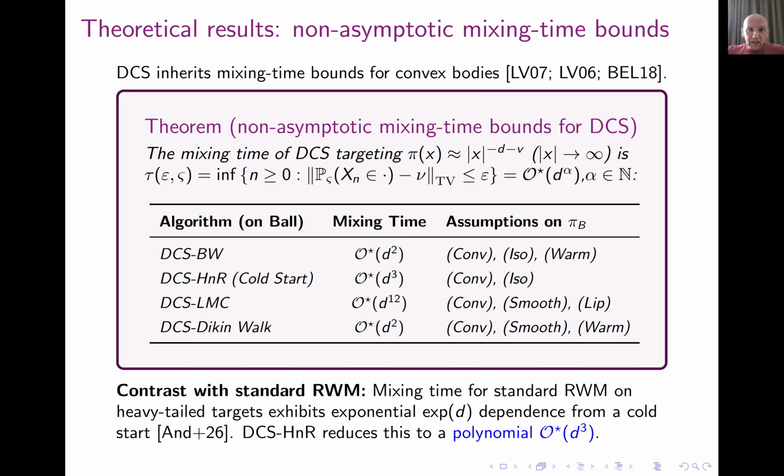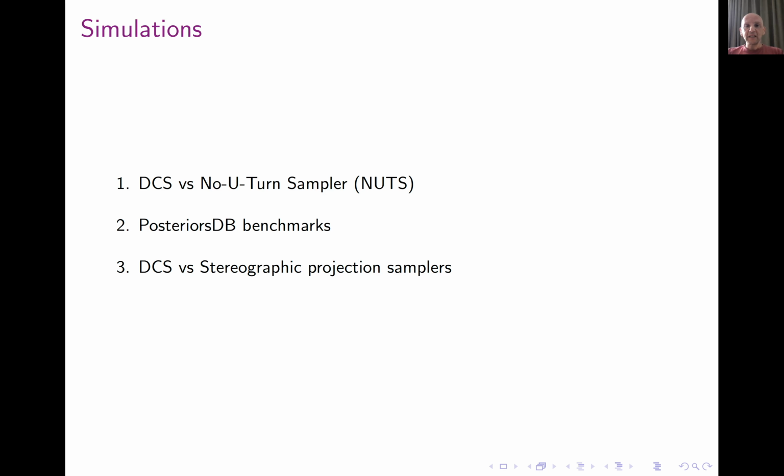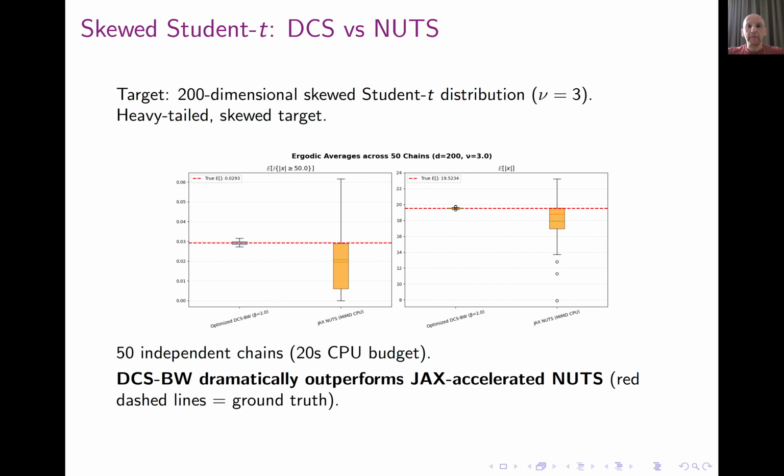Okay, now this is sort of the theory. Now in terms of sampling, we're going to look at some examples of how DCS performs against state of the art. We'll compare it to the no U-turn sampler, to some real-world benchmarks in posterior database, and to the stereographic projection samplers, which are these recent samplers for heavy-tailed targets. Okay. So here is a first example.